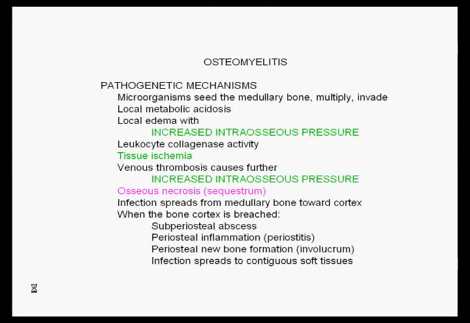And the infection spreads from the medullary bone toward the cortex. It's going through the line of least resistance, so it may not be a straight line, and it may be quite a serpiginous route. And then when the bone cortex is breached, you wind up with a subperiosteal abscess, and then you irritate the periosteum. The periosteum, when it becomes inflamed, starts laying down linear bone in parallel with the bone and the periosteum. And the extensive amount of new bone formation, if it's visible on X-ray, is called an involucrum, and I'll give you some examples of that.